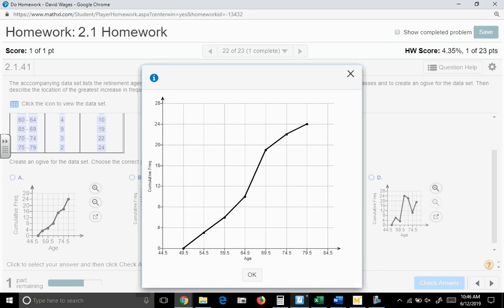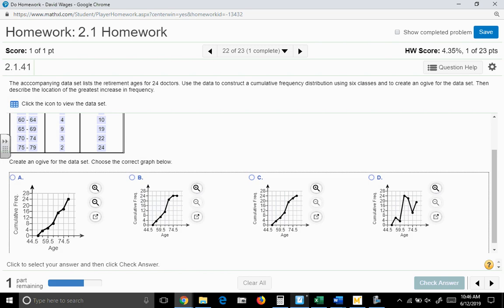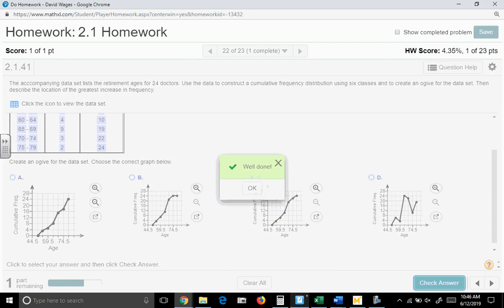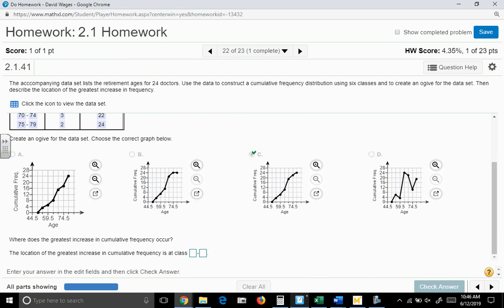So remember, these are the cumulative counts. How many total points have we gotten by the time we get to this age? By the time we get to 79.5, that has accumulated all 24 pieces of data. So if we check, then that is correct. Then we have another question. Where does the greatest increase in cumulative frequency occur? They're asking us in what class.